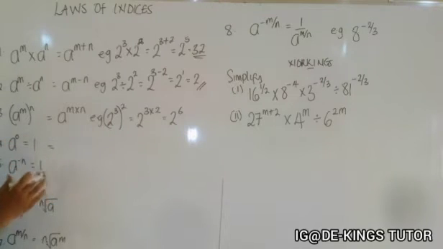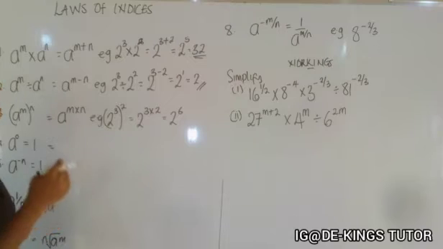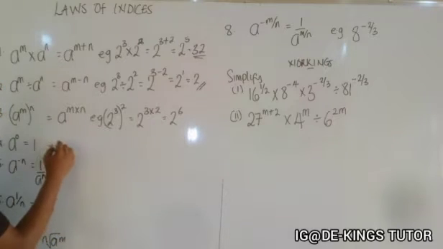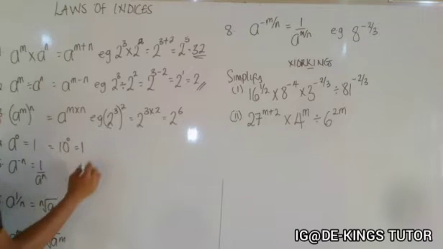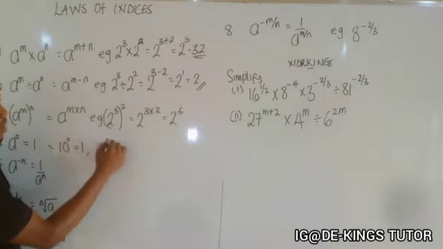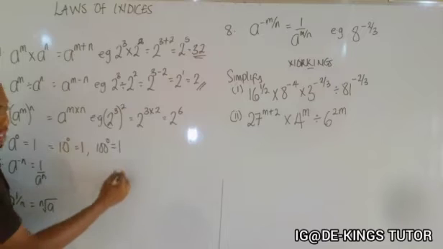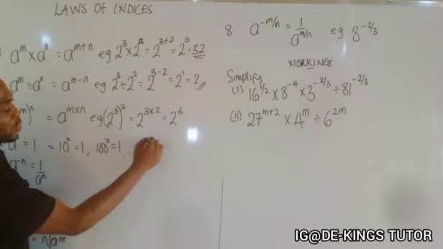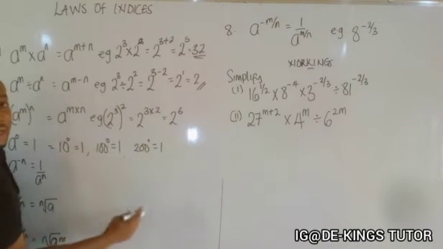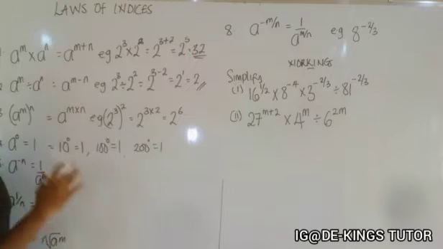Another one is a^0 = 1. What it means is that anything raised to the power of 0 equals 1. For instance, 10^0 equals 1, 100^0 equals 1, 200^0 is equal to 1. So anything raised to the power 0 is 1.